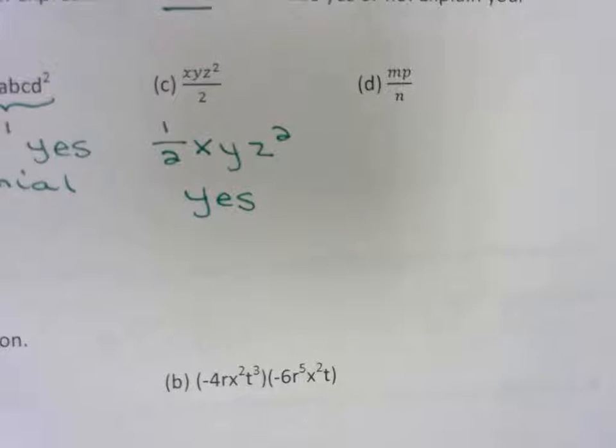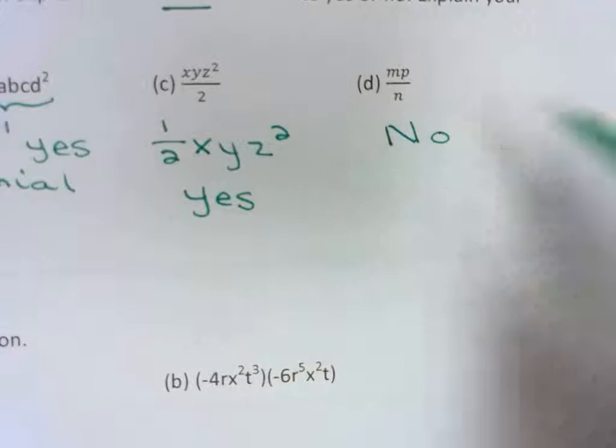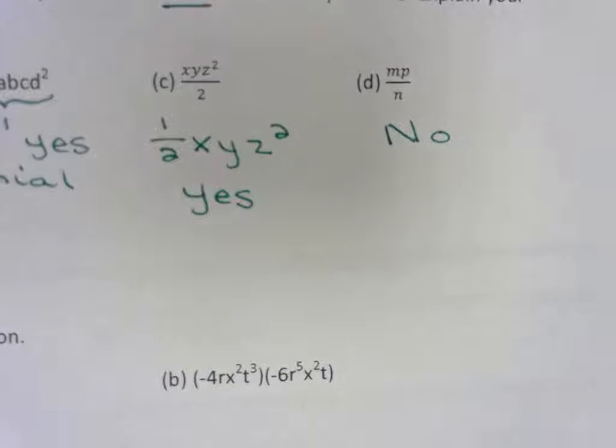In part D, I'm dividing by what? Variable. So it says no. It is only a monomial if you are dividing by a constant. If I'm dividing by 2 in part C, that's fine. If I'm dividing by a variable, it is not a monomial. Just be careful with that. There's some on the homework like that.